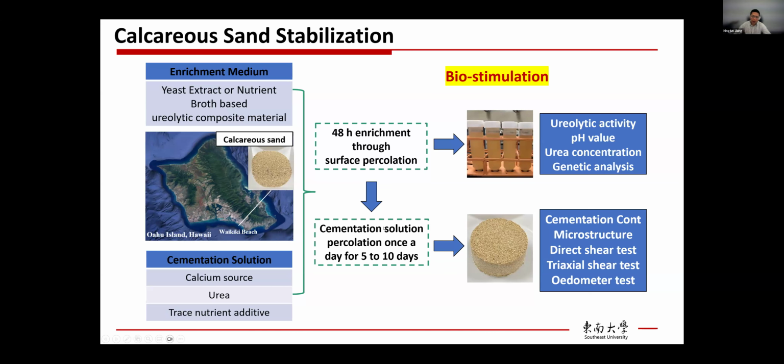Then after the first stage, we took some samples and measured the urease activity, pH value, urea concentration, and also some genetic analysis. For the biocemented sample, we measured the cementation content and its microstructure, and we also performed conventional soil testing like the direct shear test, triaxial shear test, and oedometer test.